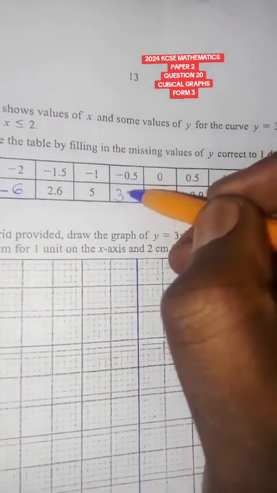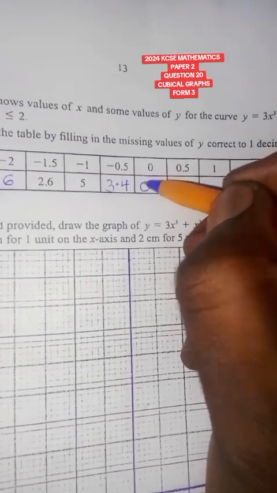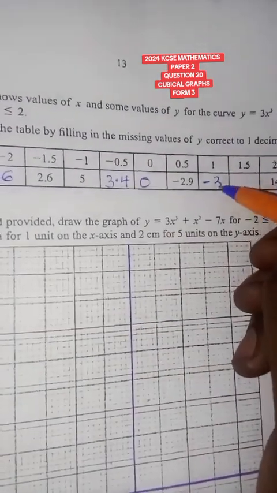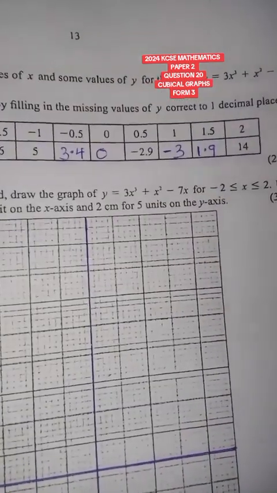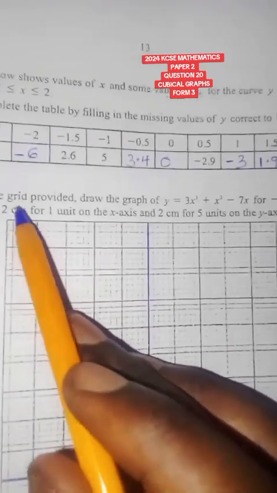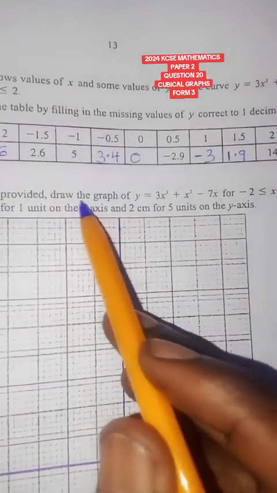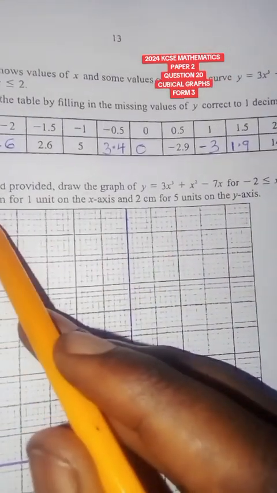Applying the same format here, we are going to have 3.4, then 0, then negative 3, and finally 1.9 for the table to get the 2 marks. Then on the second part, you're told on the grid provided, draw the graph of this for the range. Use 2 centimeters for 1 unit.